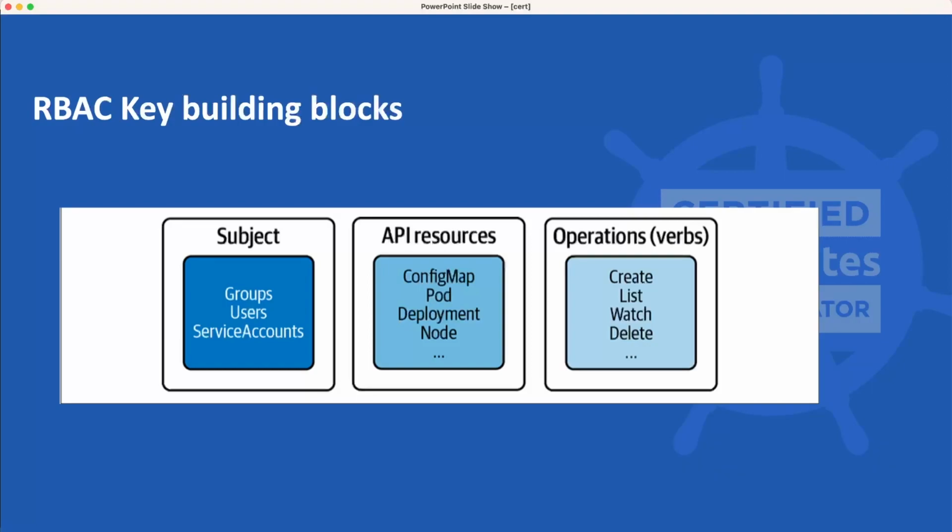Now we can see that there are three building blocks in the RBAC that are important. One of them is the subject, which contains a user or process that wants to access the resources. The API resources are the Kubernetes API resource types like config map, pod, deployment, node, and the operations that can be executed on the resources like create, read, watch, and delete. But now we mainly focus on the subject part here.